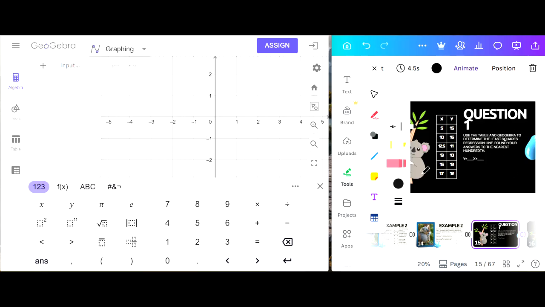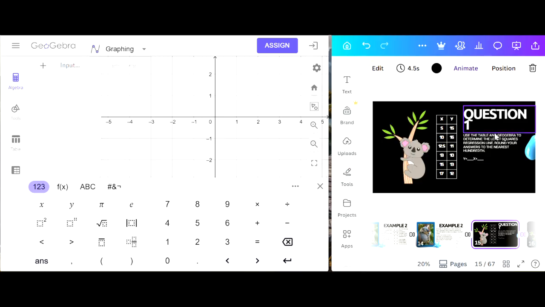This is your turn. It says use the table and GeoGebra to determine the least squares regression line. Round your answer to the nearest hundredth, and it wants to know the value for y. Oh, it's the formula. Y equals something x plus something. Okay, so go ahead and pause the video, figure it out, come back. So I'm going to go through our steps over here and put in our values.